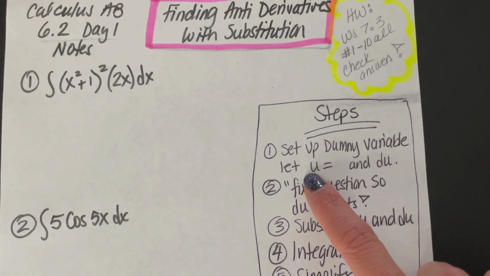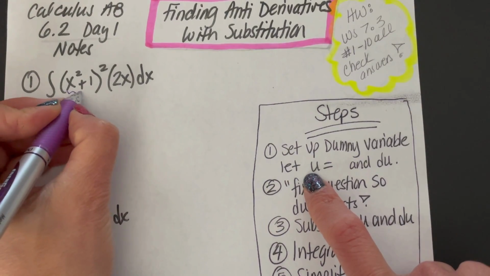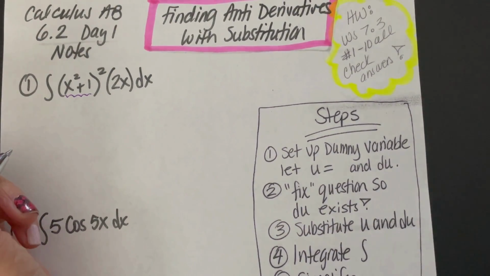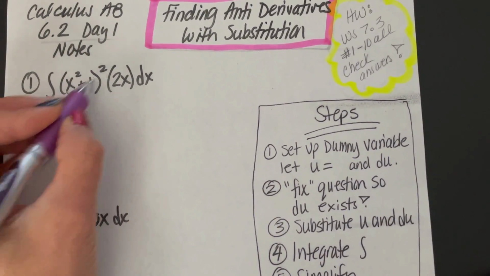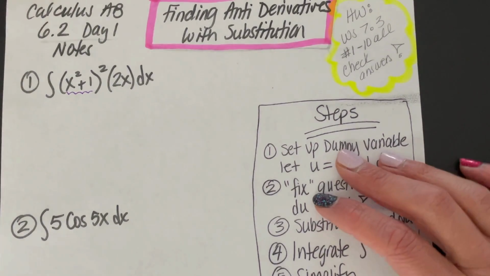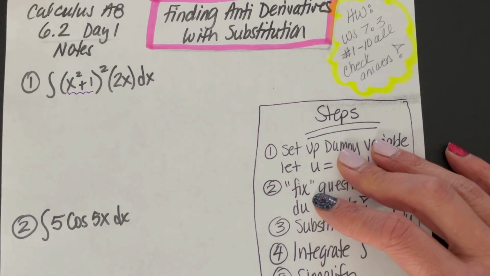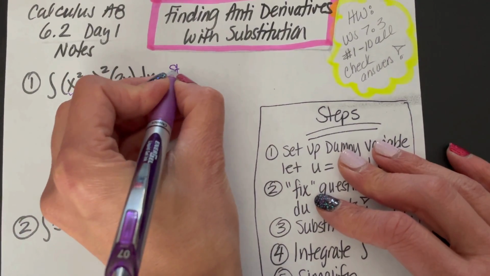Usually when we're trying to set up a dummy variable, we're looking for what is being plugged into a function. And it's usually something that is to the highest power in an expression, such as this x squared plus 1. It looks like it's being plugged in there. We don't need to worry about this being raised to the second power. We just want to care about the x squared plus 1. And the more you practice this, the more you're going to understand what to look for and how to do it.